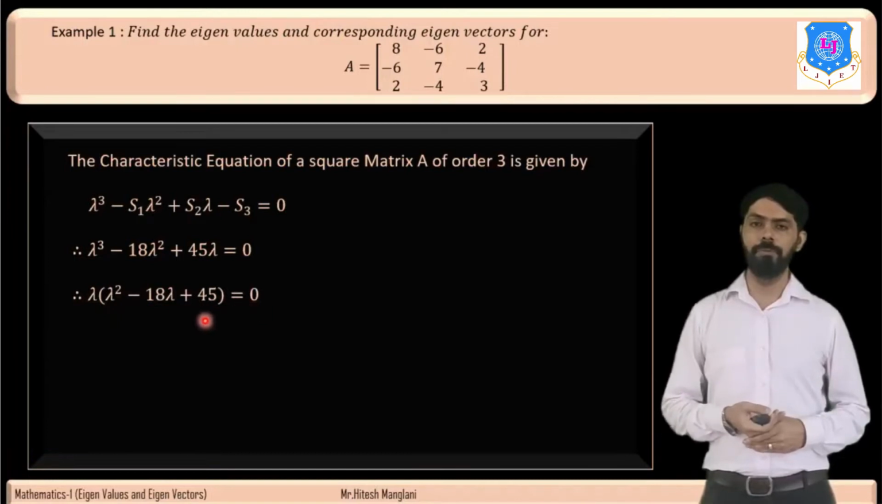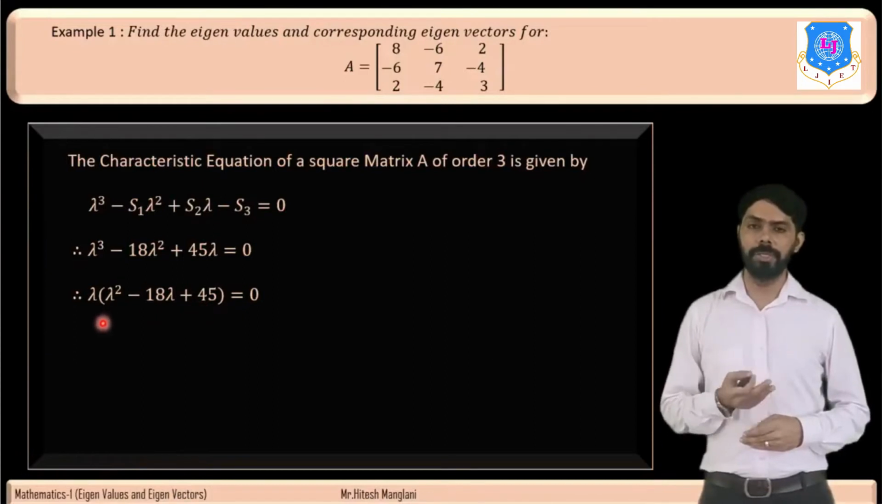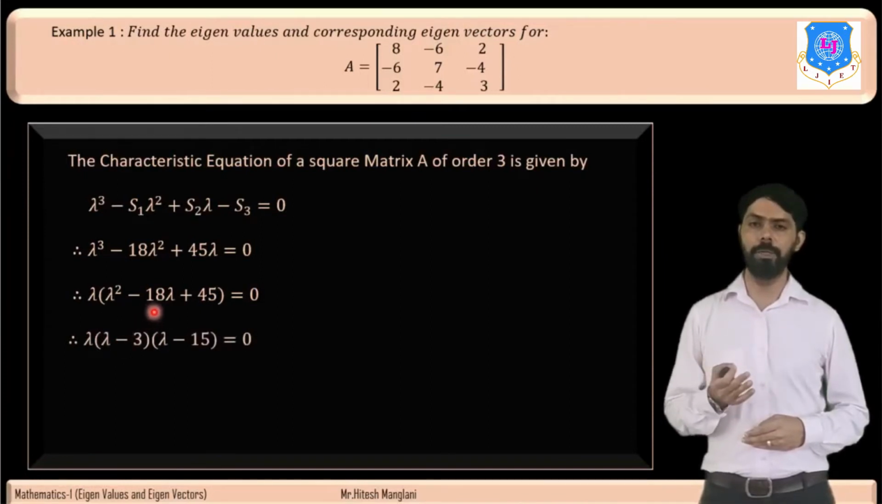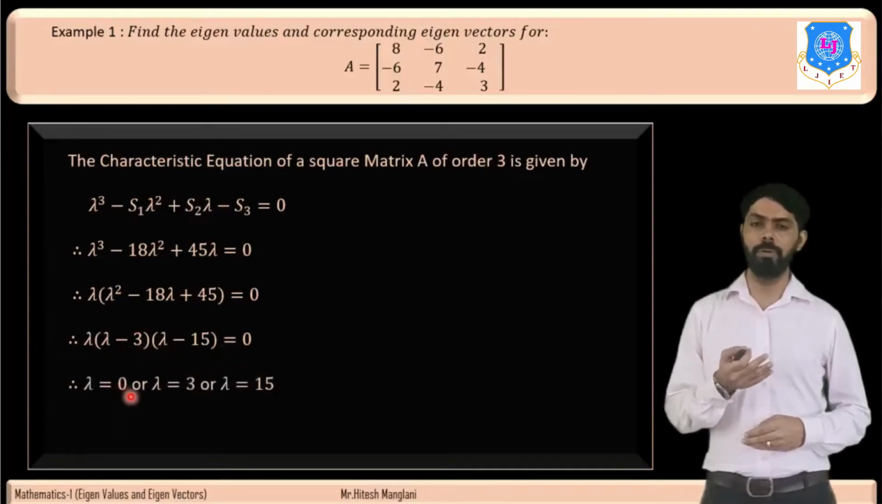Now here we will factorize lambda square minus 18 lambda plus 45. If we factorize this, the factors are (lambda minus 3) and (lambda minus 15). So it will be lambda into (lambda minus 3) into (lambda minus 15) is equal to 0. Therefore lambda will be 0, 3 or 15.